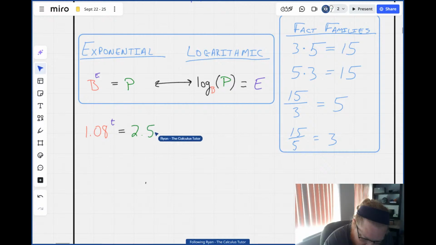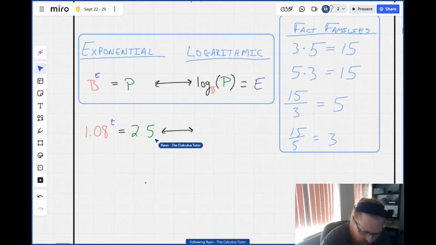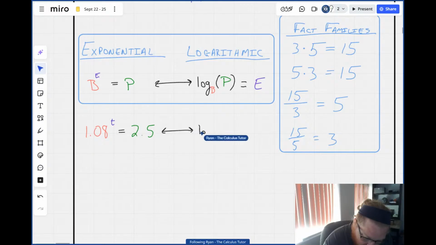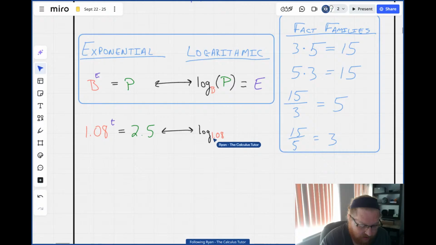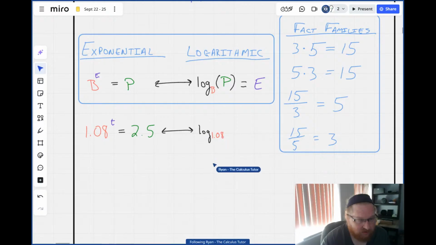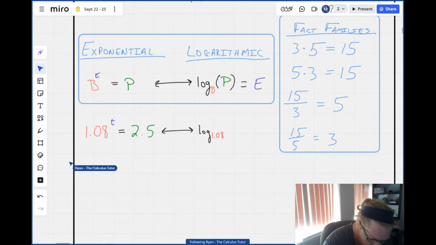And according to this, if this is true, then we should be able to rewrite it with a logarithm. So the log is going to be log base 1.08. And that's totally fine. Base numbers on logarithms just have to be positive, but they can be decimals, fractions, whole numbers. Okay. What are we taking the log of? We're taking the log of this 2.5. And what does it equal? It equals the thing we were trying to solve for, t.